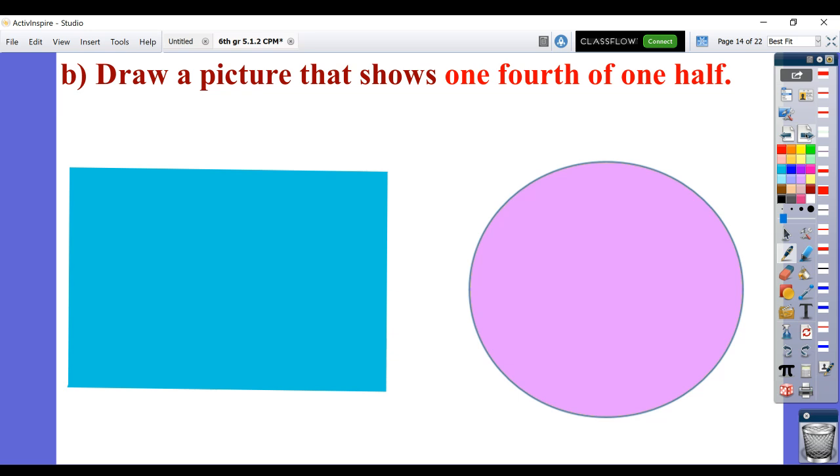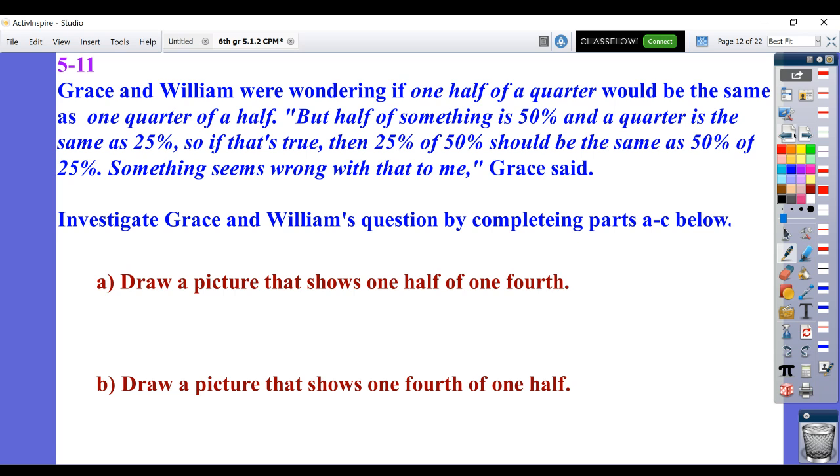All right. And then what they're trying to get at here is that 1/2 of 1/4 is the same as 1/4 of 1/2. When we multiply, the commutative property is true, you can change the order without changing the answer. So they want you to draw a picture that shows that. Start with 1/4 and then take half of it. Start with 1/2 and then take 1/4 of it. And you should find that you get the same results.